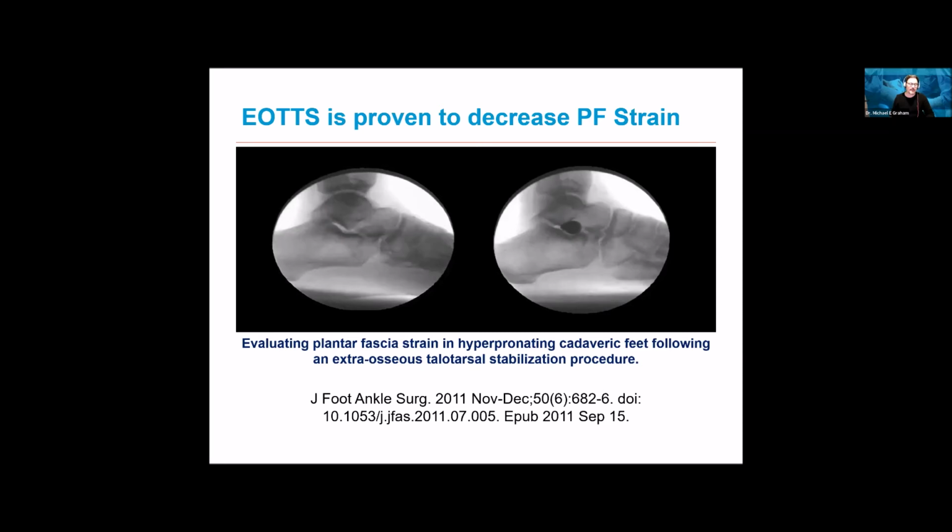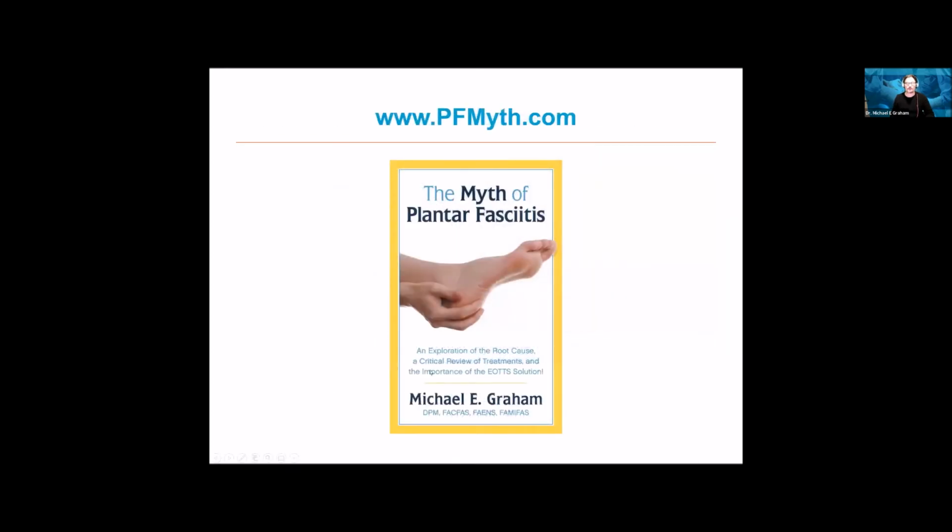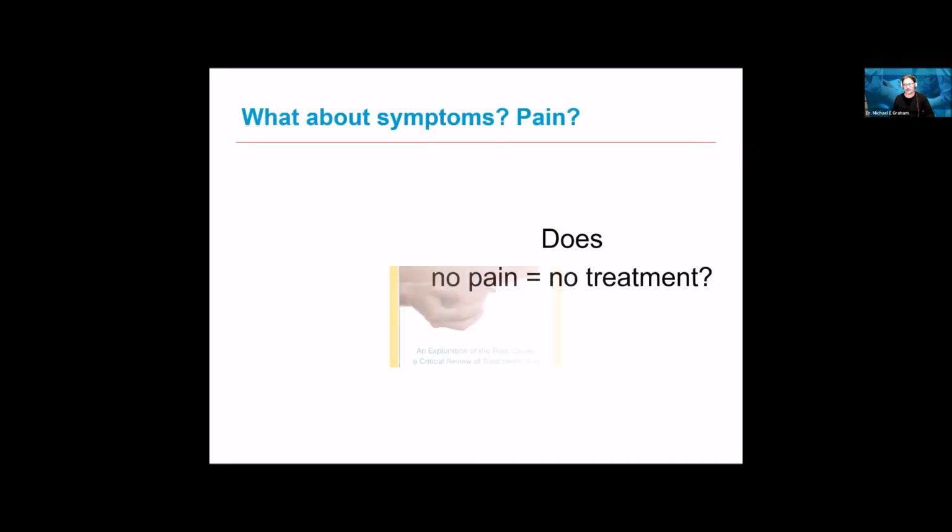So before we go in and cut somebody's plantar fascia, it probably makes sense that we should stabilize their subtalar joint. So I wrote a book on this that you can buy a copy at thepfmyth.com. I went through and looked at all of the evidence bases for the majority of treatments and showed why they don't work and why HyProCure with EOTS is the most logical choice. It's the best surgical option for patients prior to going in and cutting the plantar fascia, which is there to stabilize the medial column of foot bones.